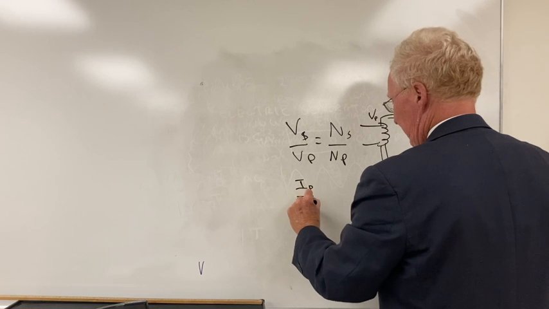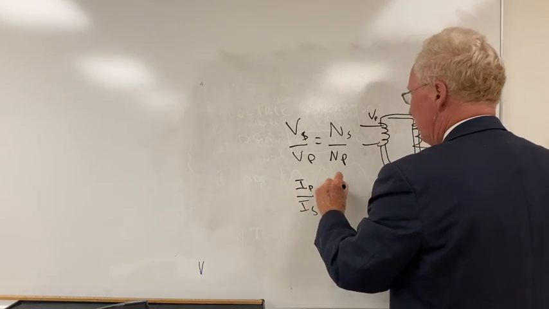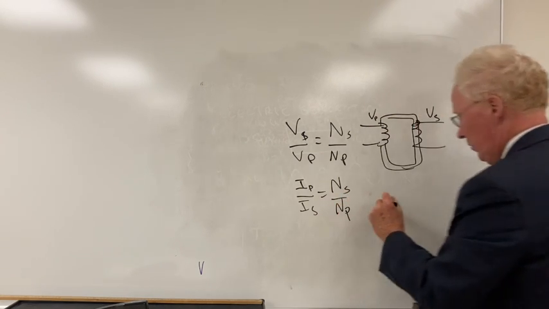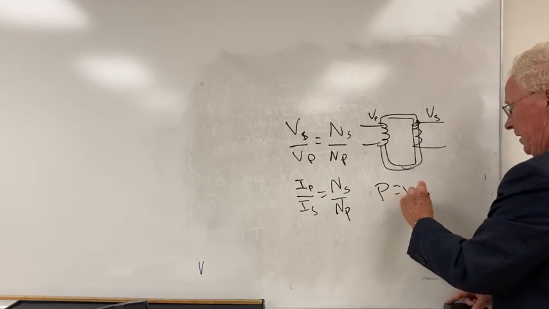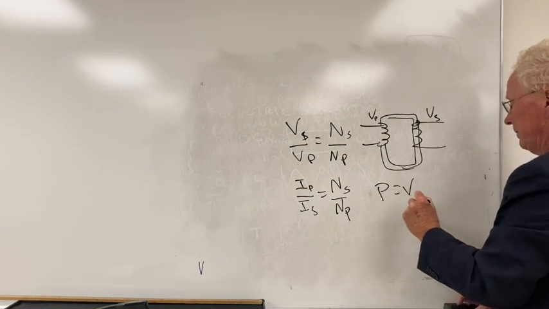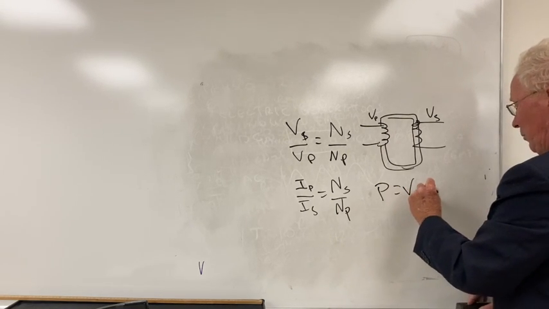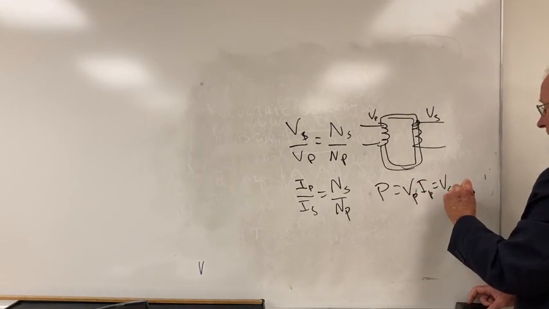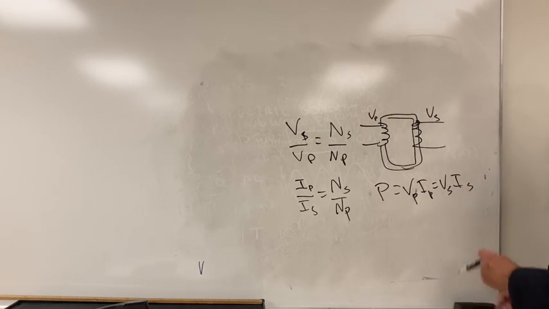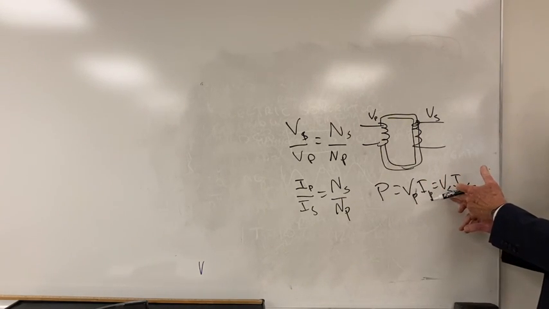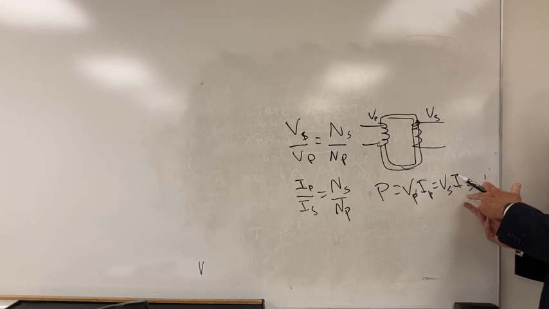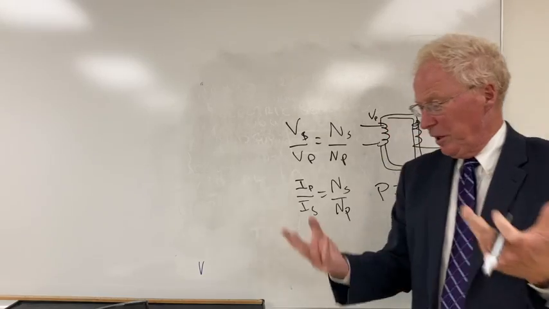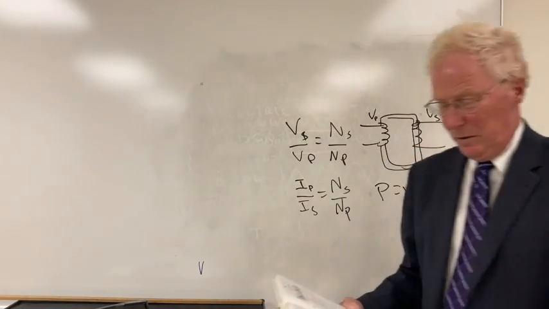For V primary and V secondary, the current is the other way around, because the power transmitted, power is V times I: V primary times I primary equals V secondary times I secondary. So if we step up the voltage, we're going to step down the current. And that's how the principle of power generation is done, as we talked about.